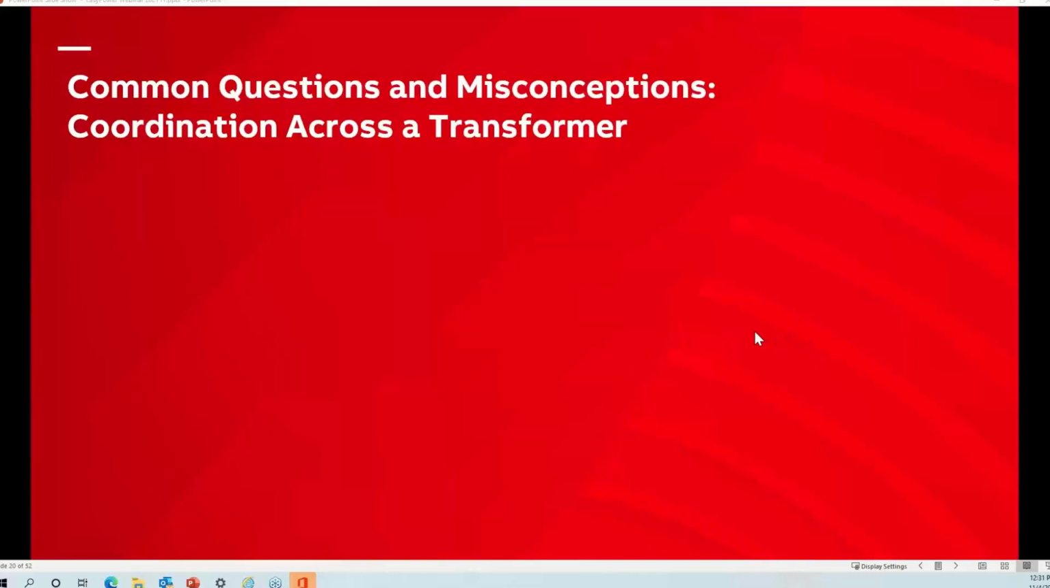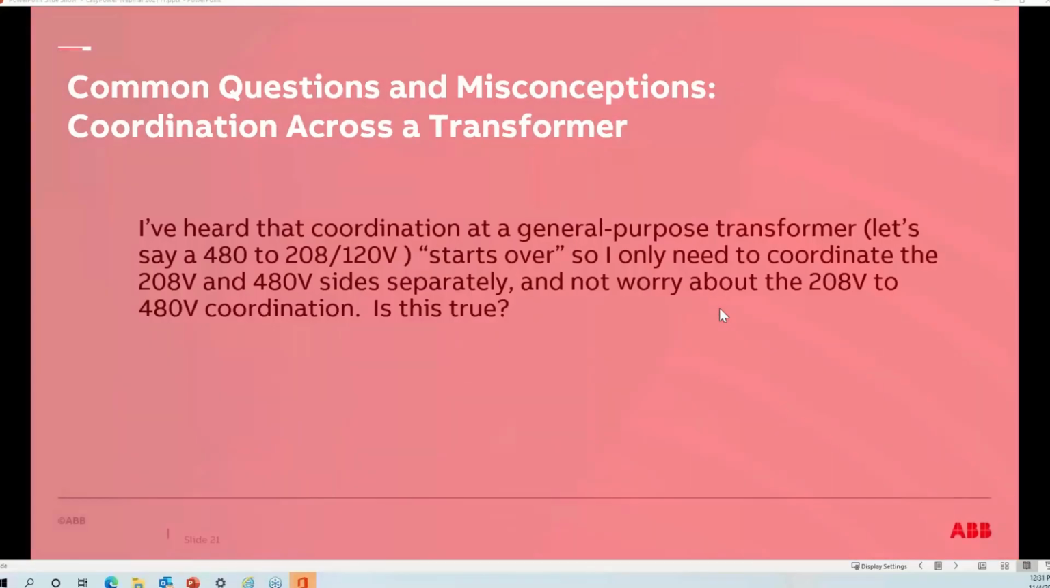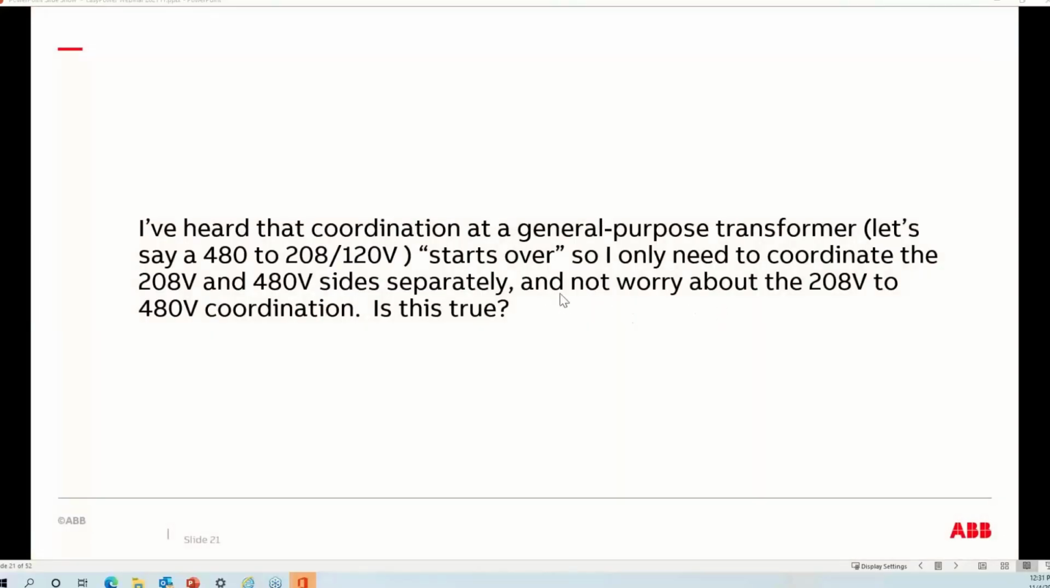Okay. So that was a little bit about my thoughts on specifications, a little bit about coordination across a transformer. Again, this is a common question I get, and it generally revolves somewhere around this type of question or discussion. I've heard that coordination at a general purpose transformer, and let's say we're talking about your basic low voltage primary, low voltage secondary, for example a 480 to 208/120 transformer used in many designs, that the coordination starts over. So I only need to coordinate the 208 volt side and the 480 volt side separately, and not worry about the 208 volt to 480 volt coordination across the transformer.